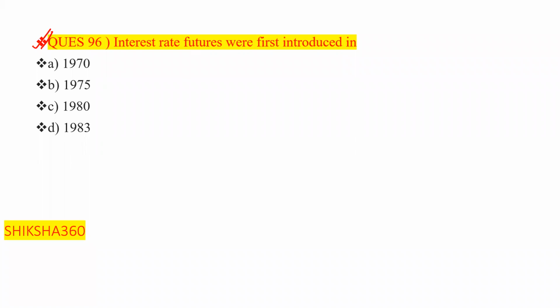What is the correct answer? The interest rate futures were first introduced in the year 1975. So this is our answer, 1975. Along with that, there is one more question.